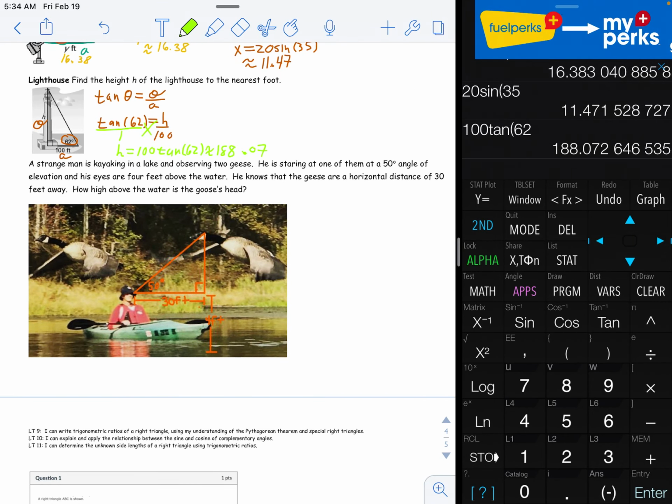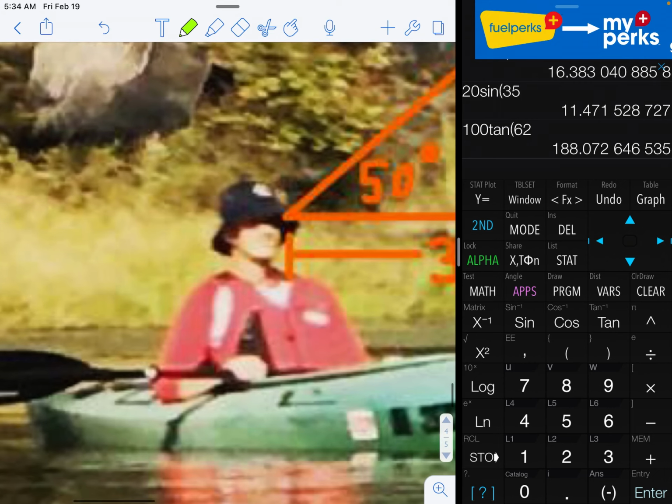All right. And a strange man is kayaking in a lake observing 2 geese. He's staring at one of them at a 50-degree angle of elevation, and his eyes are 4 feet above water. He knows that the geese are at a horizontal distance of 30 feet away. How high above the water is the goose's head?